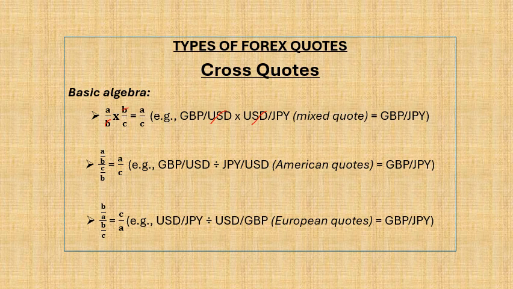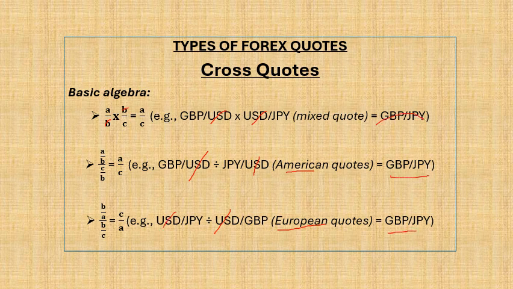Likewise, A by B divided by C by B is equal to A by C. For example, GBP USD divided by JPY USD, these are American quotes, gives us GBP JPY. And B by A divided by B by C is C by A. For example, USD JPY divided by USD GBP, both are European quotes, is equal to GBP JPY. All three mathematical operations or calculations lead to the GBP JPY quote.